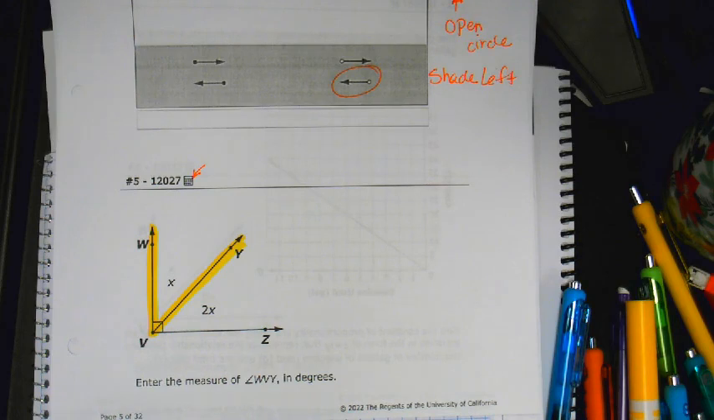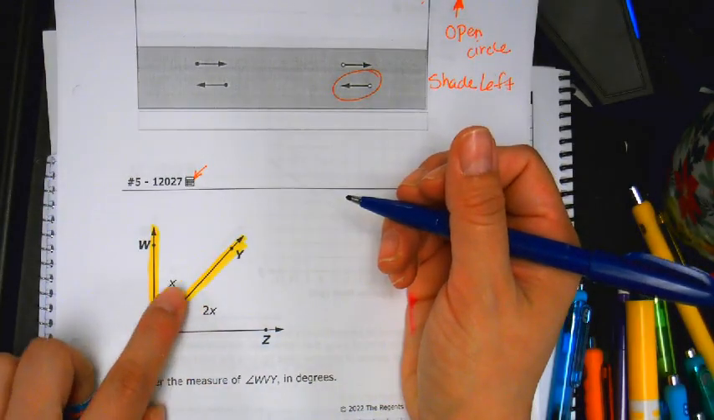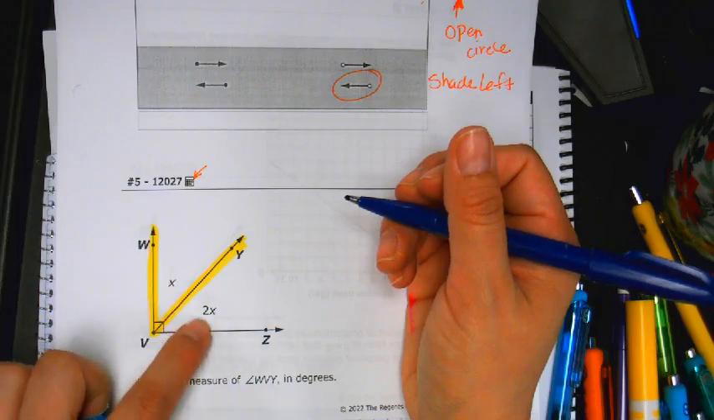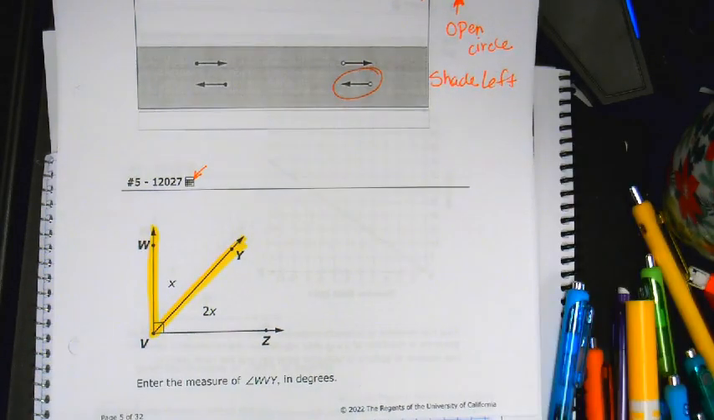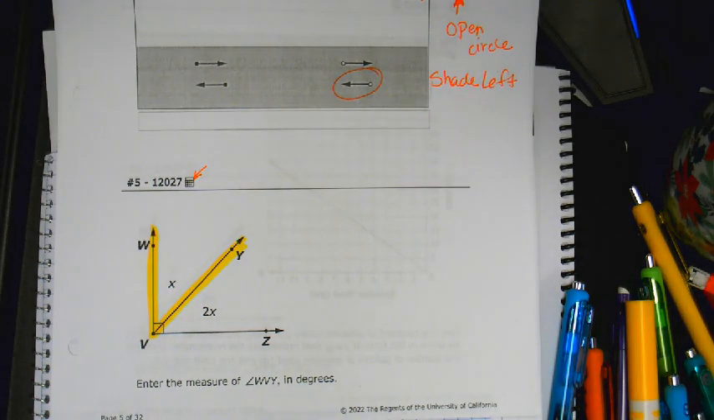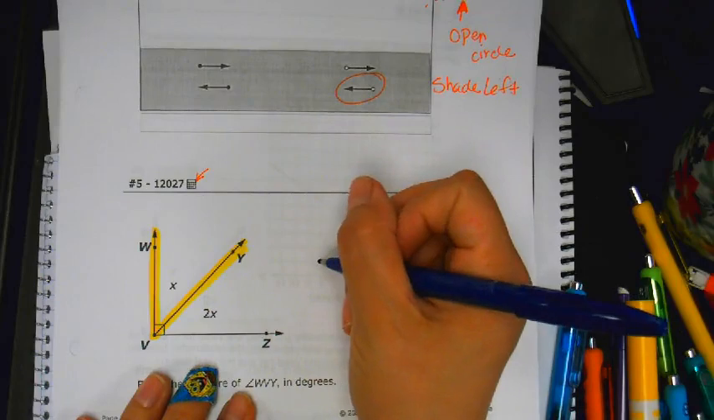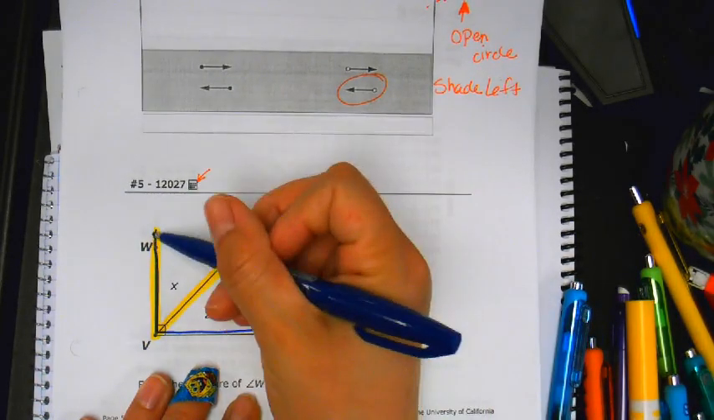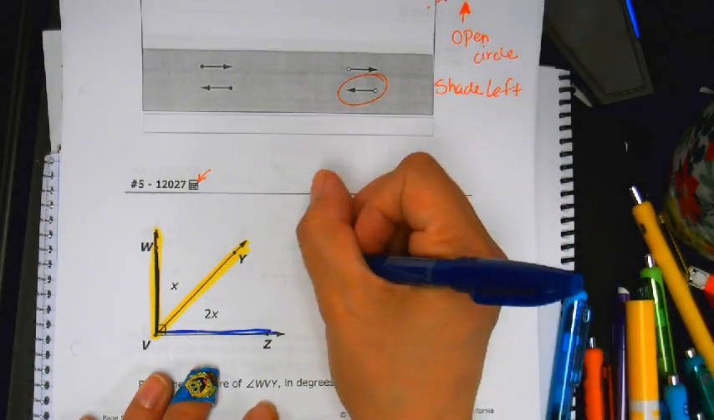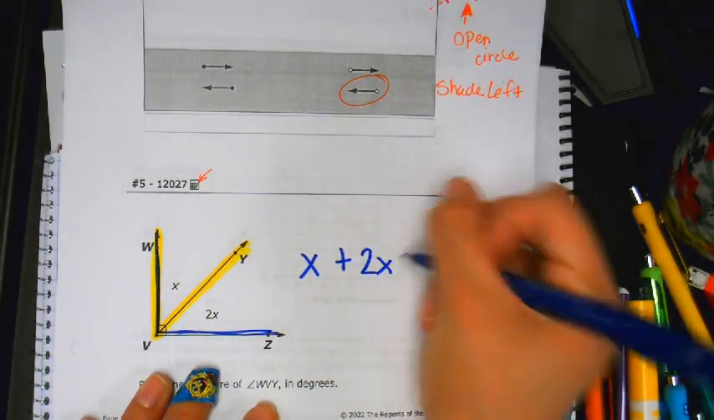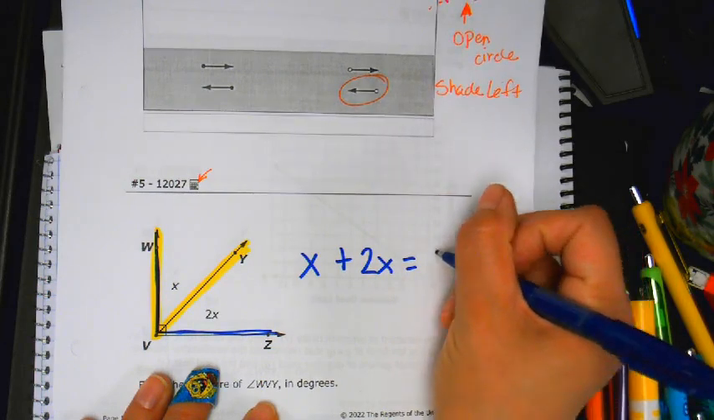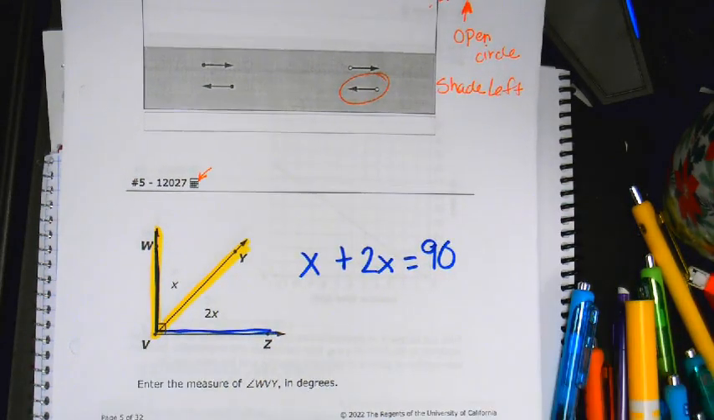Yeah, WVZ. So what do we know? If we put these two angles together, what does it equal? What does the corner of an L equal? 90. This is 90. What is this? 180. So if it looks like a straight line, it's 180. If it looks like an L, 90. What if it looks like that? It looks like an L. What is it? 90. So X plus 2X equals 90, not 180. A 180 would look like a straight line.